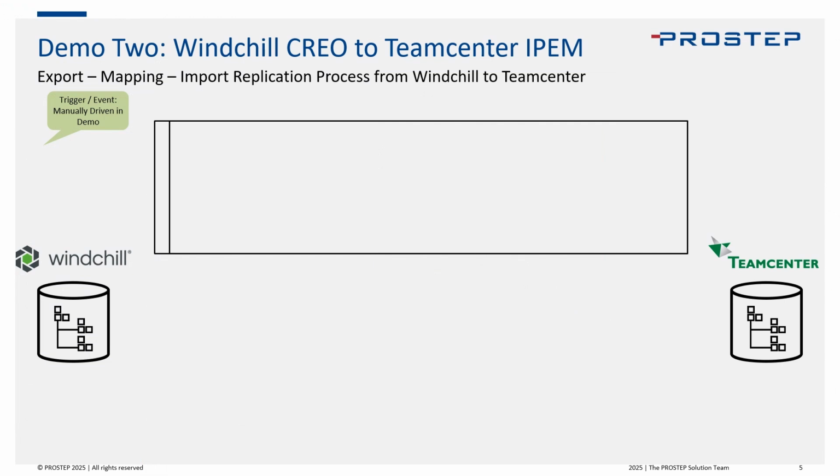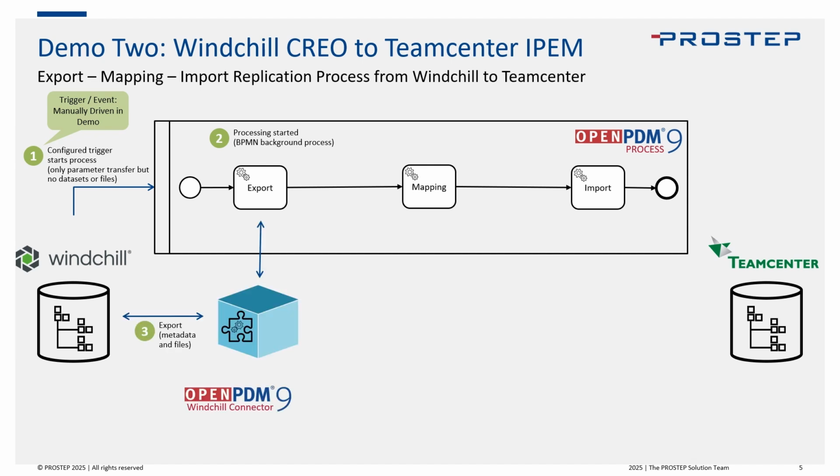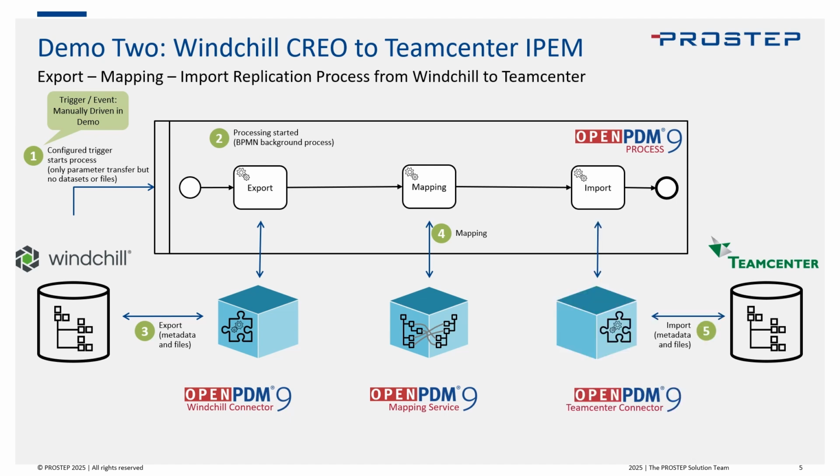In our second demo, we'll take Windchill Creo data and create that within Teamcenter through the IPEM Creo integration, so that you can use that data within Teamcenter for performing analysis. We're going to start with a trigger that then instantiates the process in OpenPDM. That process is then going to export the data through the Windchill connector and JLink controllers, map the data from a Windchill format to a Teamcenter format, and then import the data into Teamcenter using the Teamcenter connector and IPEM controller.